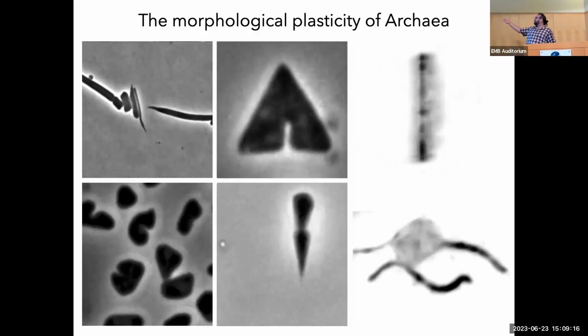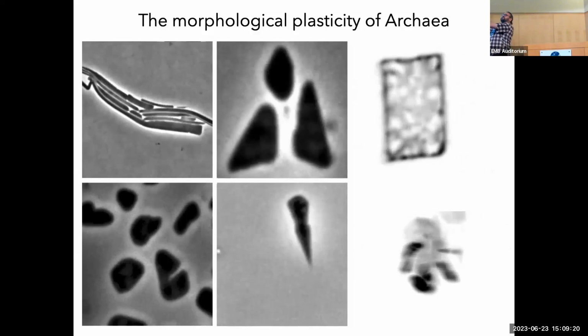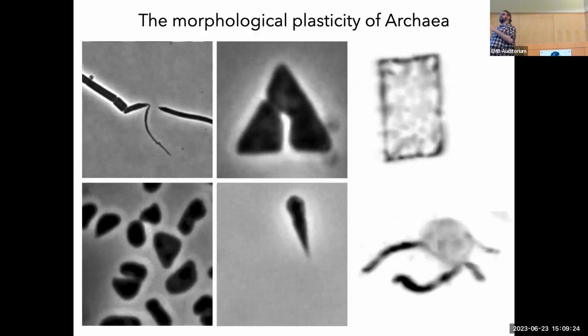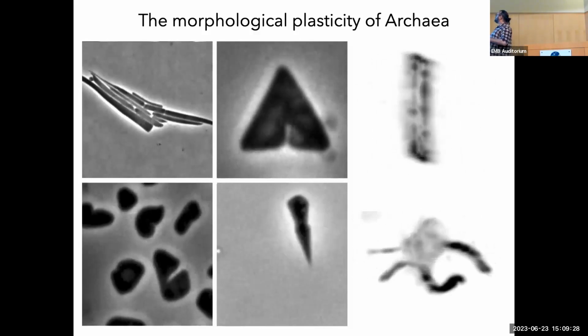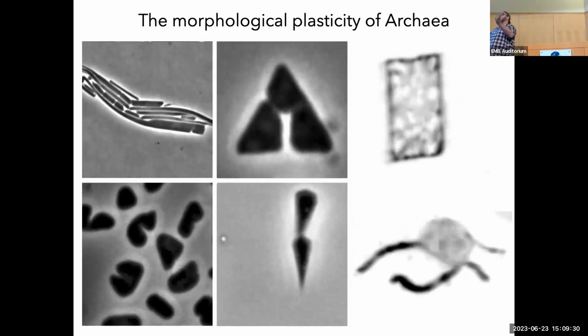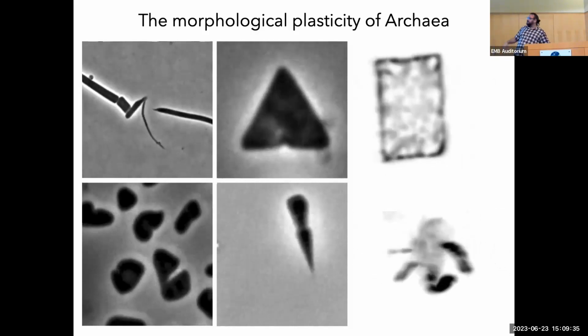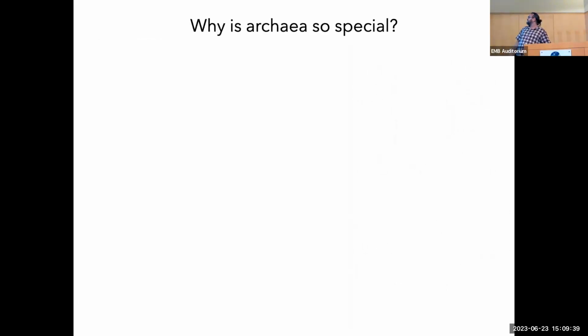But then I see all these beautiful shapes like the teardrop. I love it because it suggests that there is some sort of symmetry going on to generate one daughter with one curvature and another daughter that has a pole that is pointy. But cell shapes like these are not so uncommon, they're not rare. So why is Archaea so special?